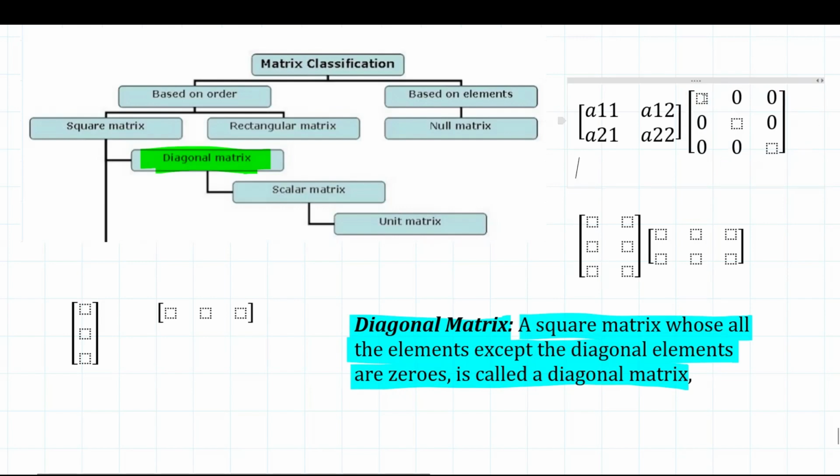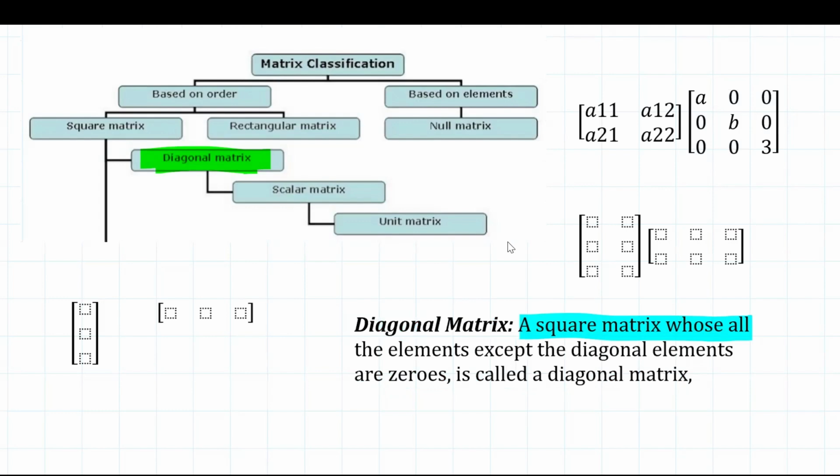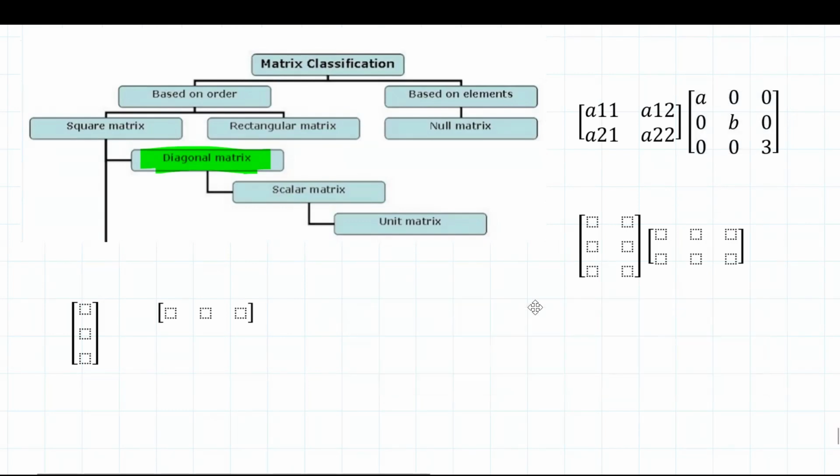It can be any valid symbol. I can place A, B, C. I can place a number along with this. This is what? A diagonal matrix. So one more time: a square matrix whose all elements except for the diagonal elements are 0 is called a diagonal matrix.